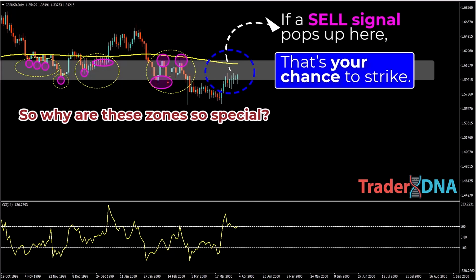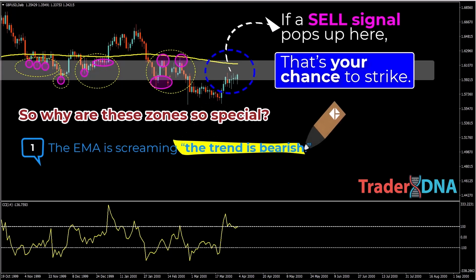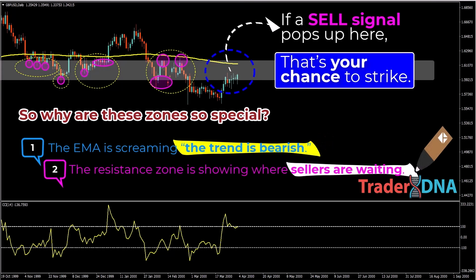Here's the answer. These resistance zones are sitting below the 200 period EMA, and when that happens, boom, you've got two powerful confirmations stacked together. 1, the EMA is screaming the trend is bearish. 2, the resistance zone is showing where sellers are waiting. That's double strength. That's the kind of setup you absolutely cannot afford to ignore.